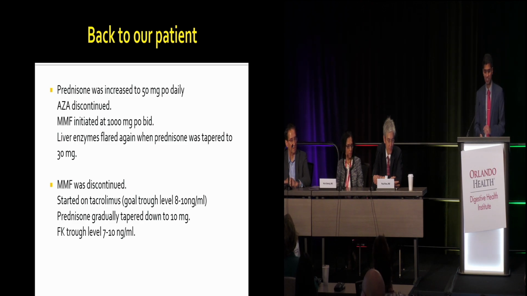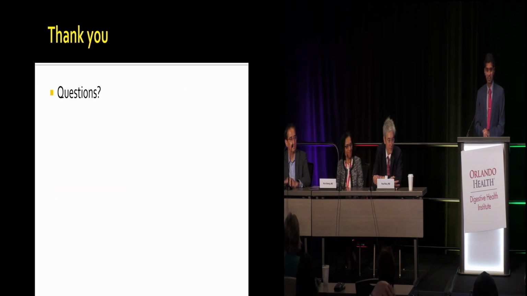And Dr. Polko mentioned it has a lot of side effects. We have to watch her creatinine and her kidney function, and screen for skin cancers. Eventually we were able to at least taper her prednisone down to 10 milligrams, and she currently has normal liver enzymes, but the trough level has been quite high at 7 to 10 nanograms per mL. So this is one of the tough cases of autoimmune hepatitis. This ends our case discussion, and if there are any questions, yes.